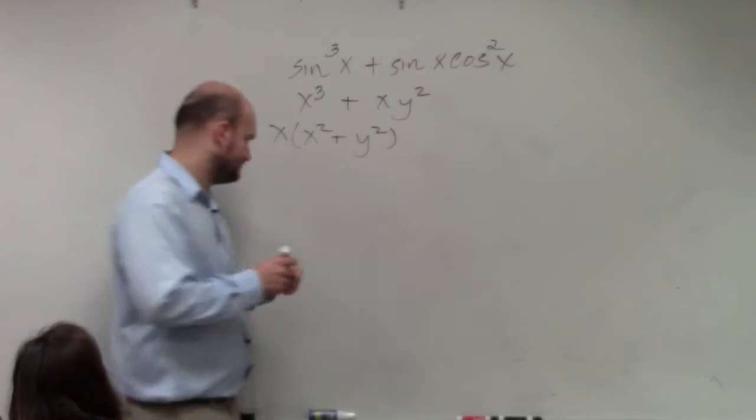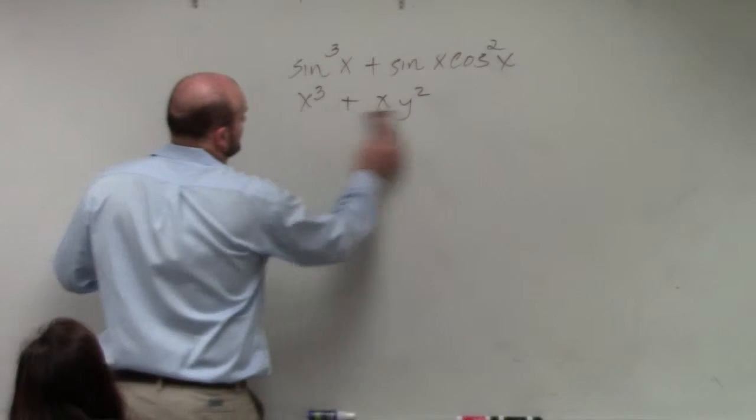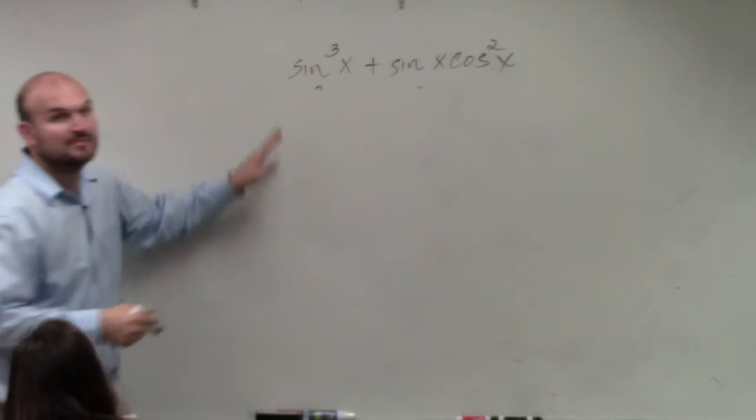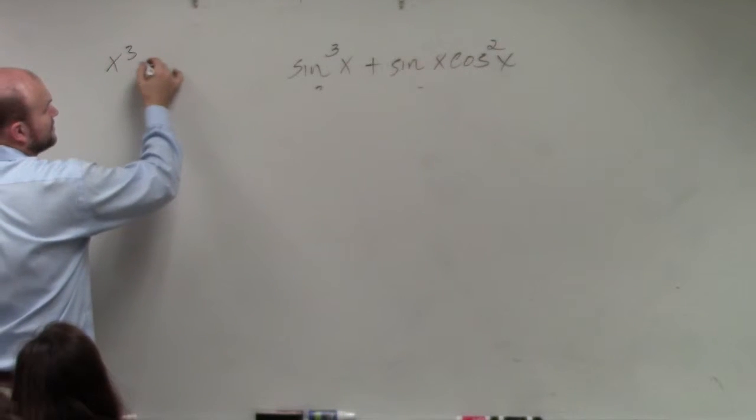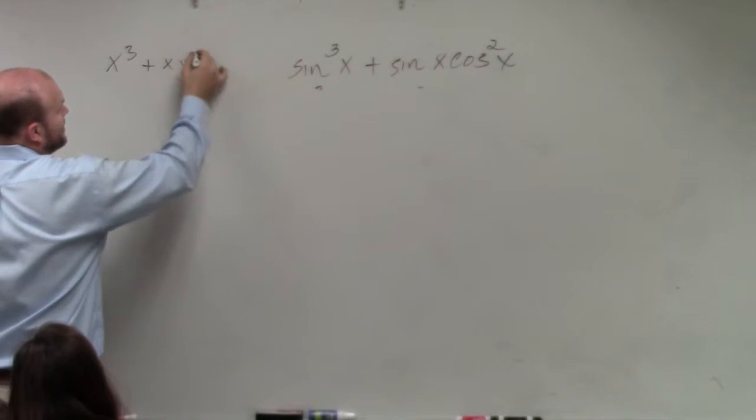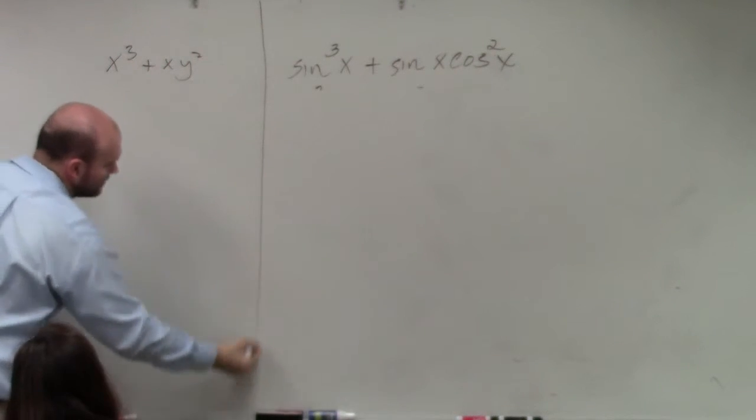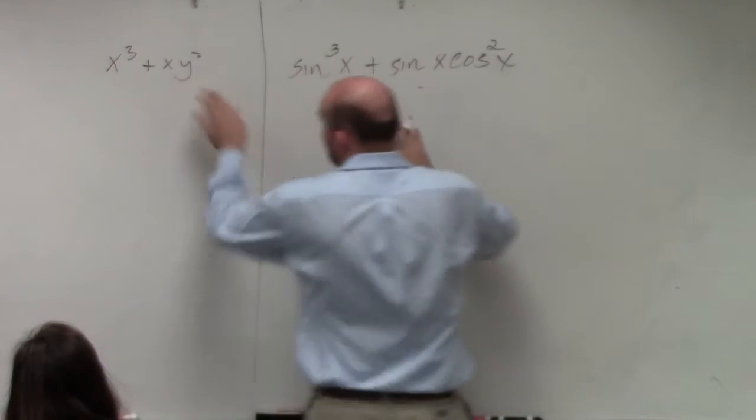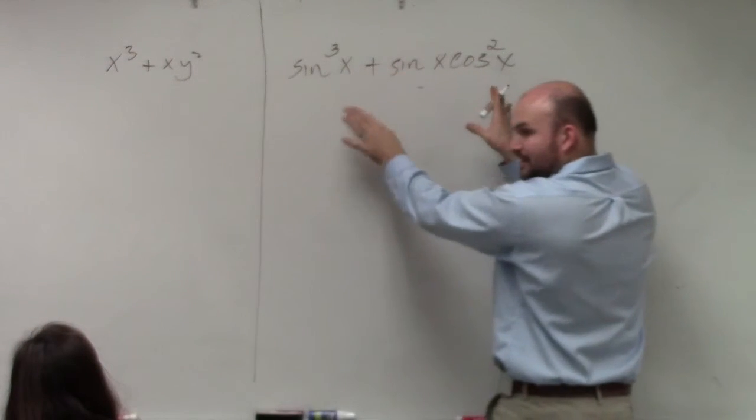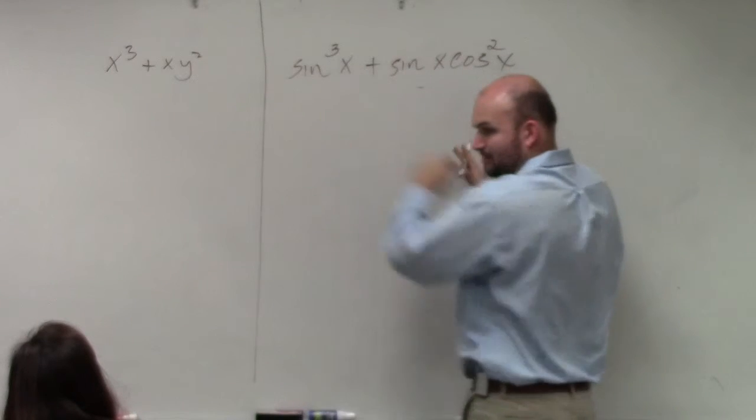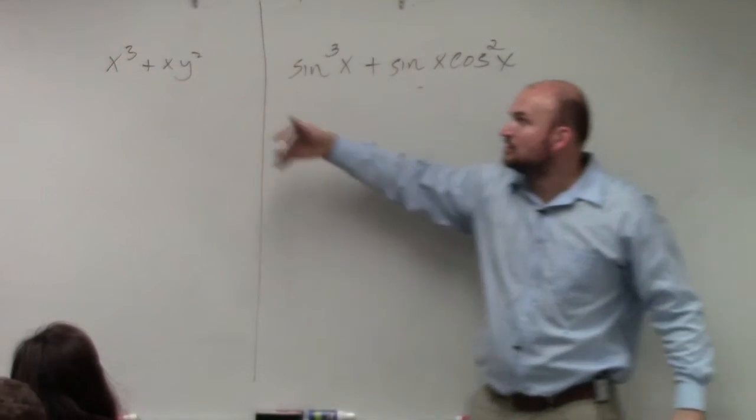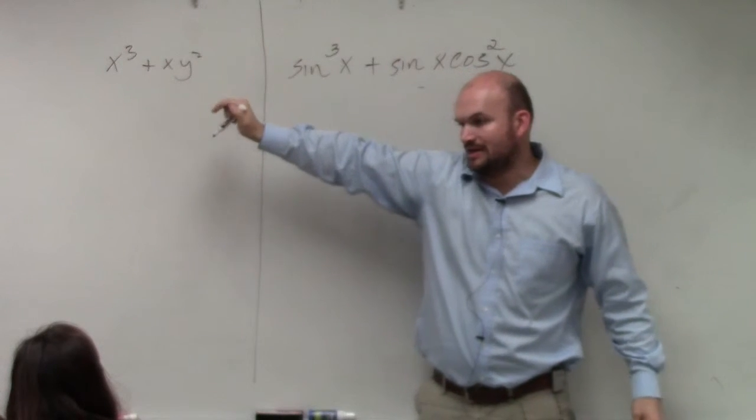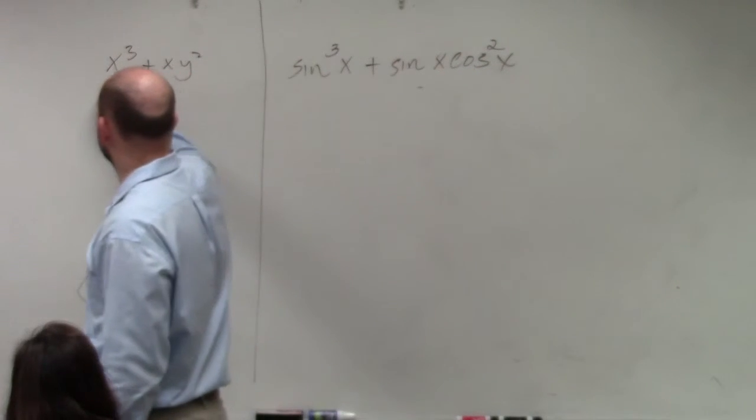Again, do not get confused. All I'm saying is if you get stuck here, think of this: x cubed plus x y squared. Totally different problem. But do you see how this problem is in the same format as that problem, right? So if you get stuck doing this, rewrite it in terms of x's and y's. Then you could say, oh, I could factor out an x.